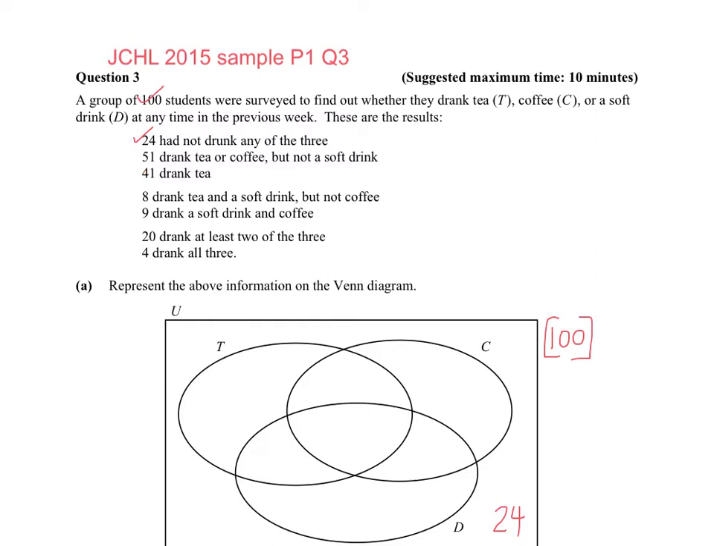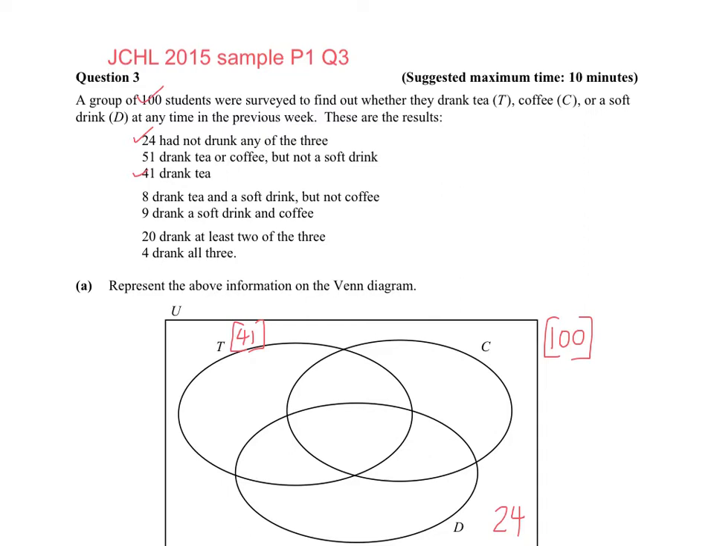41 drink tea. Well, that's the entirety of the circle, not just this section here. If it was tea only, then yes, it would be this section. But it just says tea, so it covers all 4 sections. So all we can do is simply say that there's 41 people in the tea set.